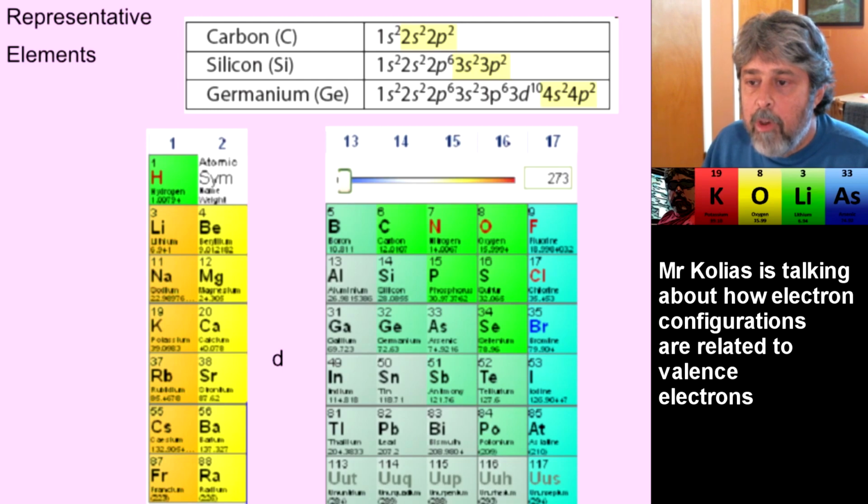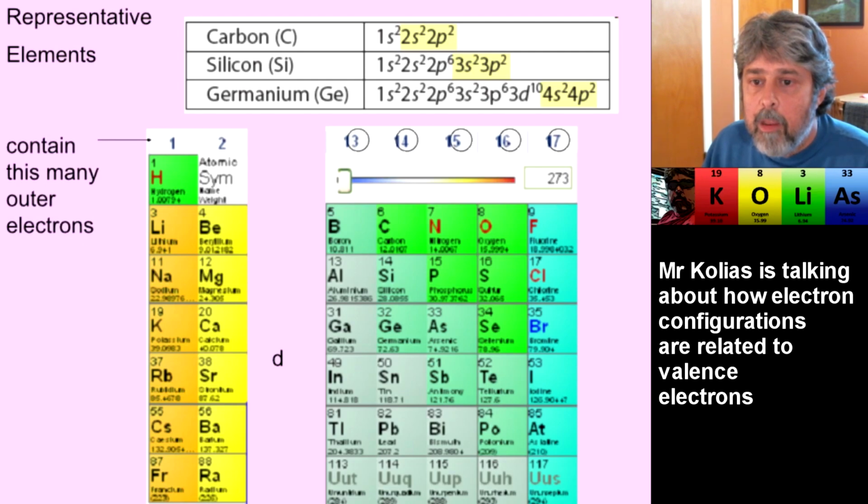Look at silicon right underneath it. 3s2, 3p2. 2 plus 2 is 4. 4 valence electrons. See how this works? The periodic table is amazing. Germanium, highest level is 4, 4s2, 4p2. 2 plus 2 is 4, 4 valence electrons. This works for all the representative elements.